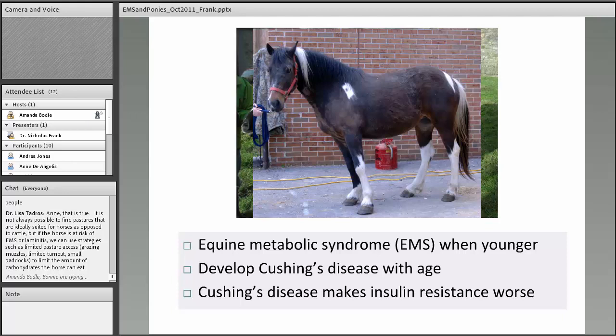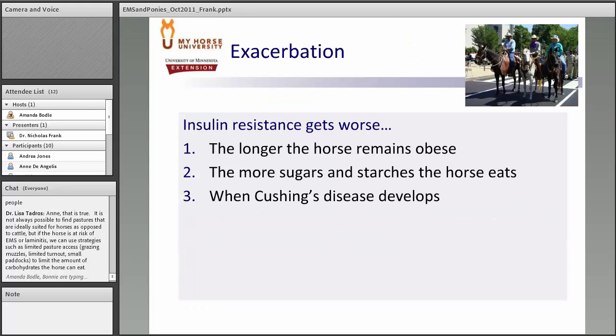And when we see hair coat abnormalities developing in a horse in their teens, then we would say they've got the potential that they're now developing Cushing's as well. So equine metabolic syndrome is in itself going to make the animal more likely to develop laminitis, but when we add Cushing's to this as the animal gets older, then the risk increases further.